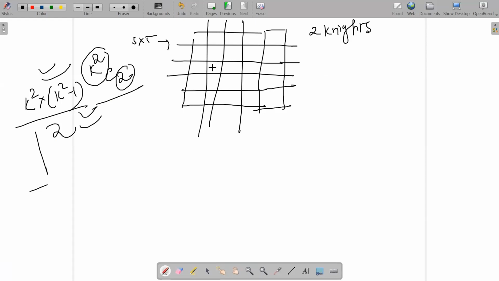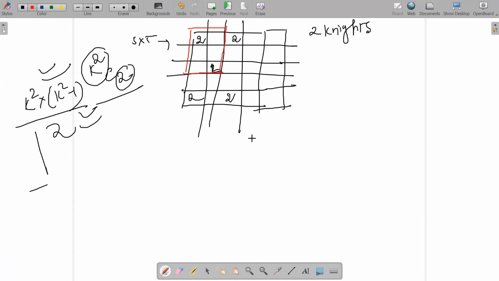If one knight is here, suppose that I have placed 1 knight here. Then another knight, let's say, knight 1 is present here. If knight 2 is present here or here, am I correct? Then knight 1 can attack it. Am I correct? So this is creating what? This is creating a 3 cross 2 board. Am I correct?